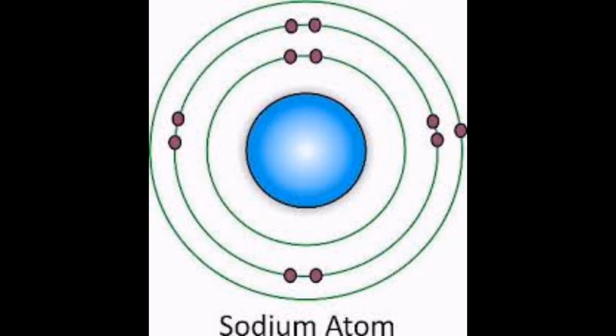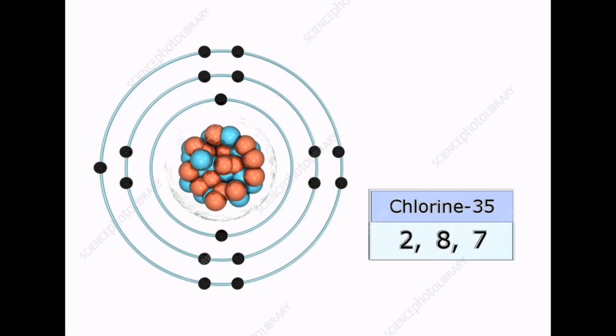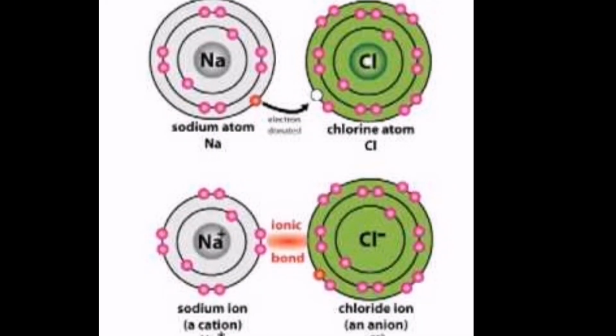Now here we have sodium. In the first shell, it has 2 electrons, in the second it has 8 electrons, and in the third shell it has only 1 electron. So if sodium will lose its 1 electron, it will attain the noble gas electronic configuration. It will have 8 electrons in its valence shell. Now we are taking the chlorine atom. Have a look. It has 2 electrons in its first shell, 8 electrons in the second shell, and 7 electrons in its valence shell. Now if this chlorine will gain an electron, it will have 8 electrons in its valence shell. Now what will happen over here?